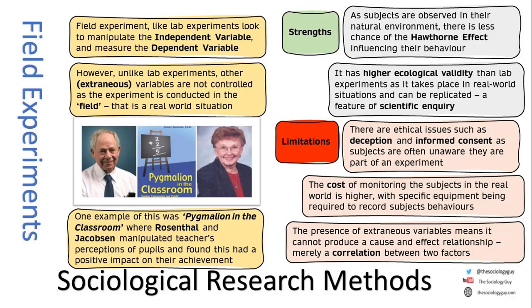If we look at field experiments, one example we've got is Pygmalion in the classroom, by Rosenthal and Jacobson. The big ethical drawbacks with field experiments are things like informed consent, particularly if people aren't aware they're taking part in an experiment, and deception, if you're not telling them the aims of the experiment, or you are giving them false information about it, as happened with Rosenthal and Jacobson. They manipulated teachers' expectations to see if it would have an impact on students' performance.